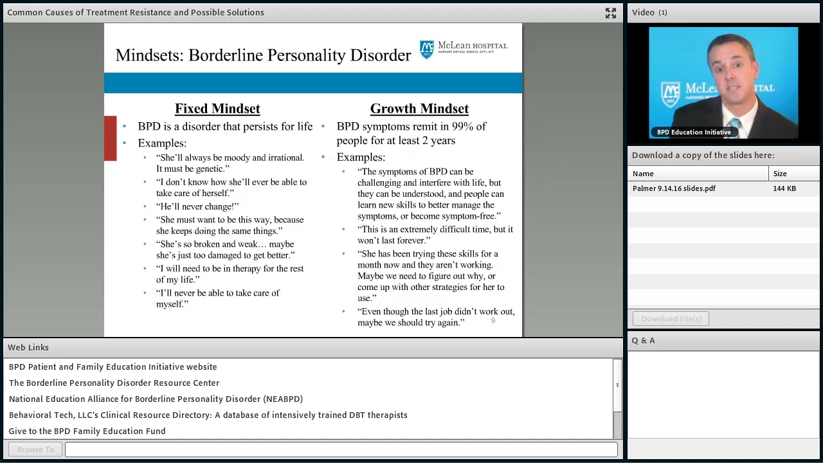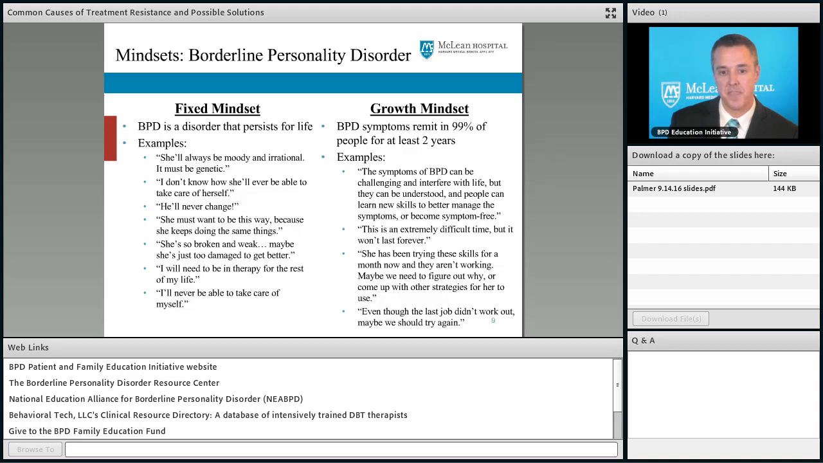Growth mindset instead would, I'm going to give you one example of something to focus on. BPD symptoms remit in 99% of people for at least 2 years. They remit. So some examples of this growth mindset would be the symptoms of BPD can be challenging and interfere with life, but they can be understood. People can learn new skills to better manage the symptoms or even become symptom-free. Or they might say this is an extraordinarily difficult time, but it won't last forever.